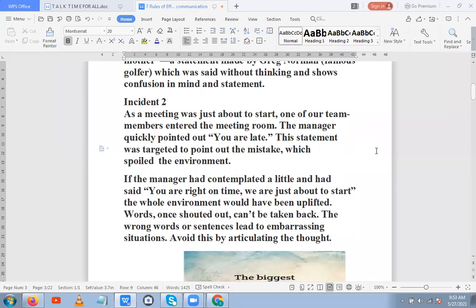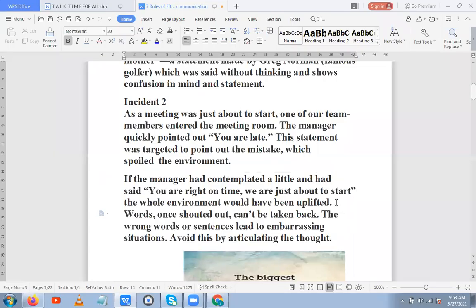If the manager had contemplated a little and had said, what is the meaning of contemplated? Had he thought? Yes, ma'am. If the manager had thought a little. Yes, continue. And had said, "You are right on time. We are just about to start," the whole environment would have been uplifted.